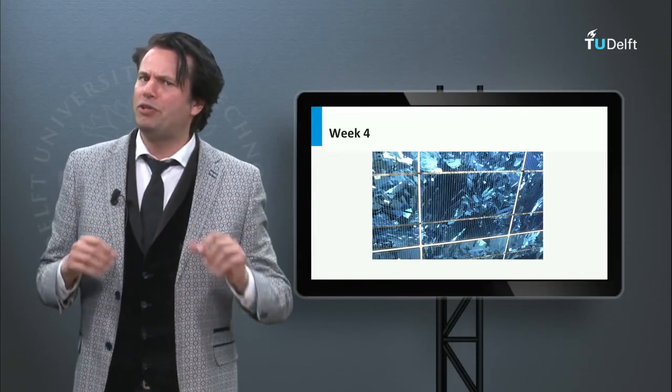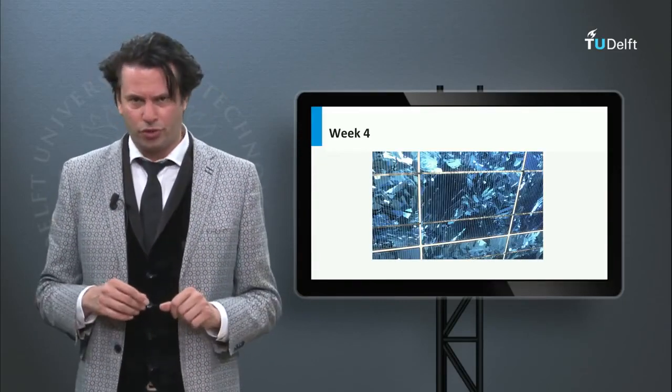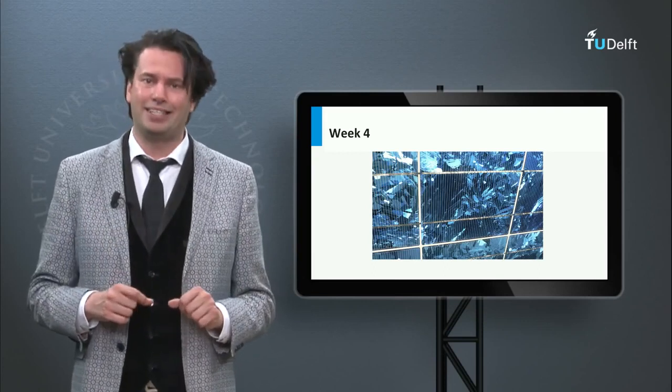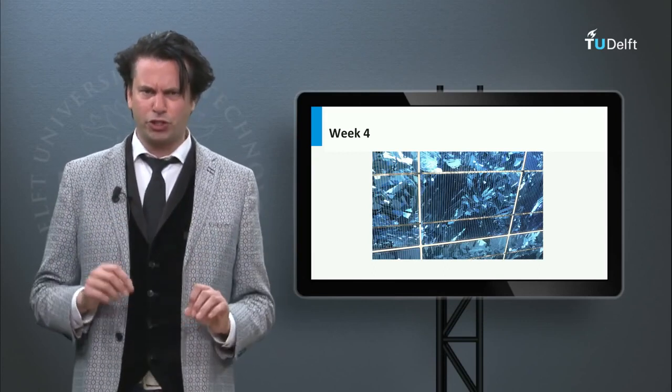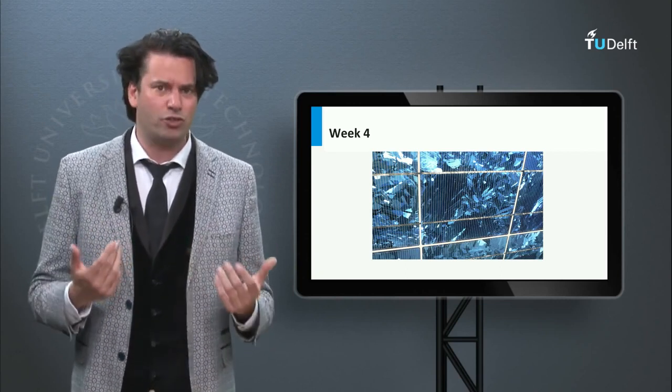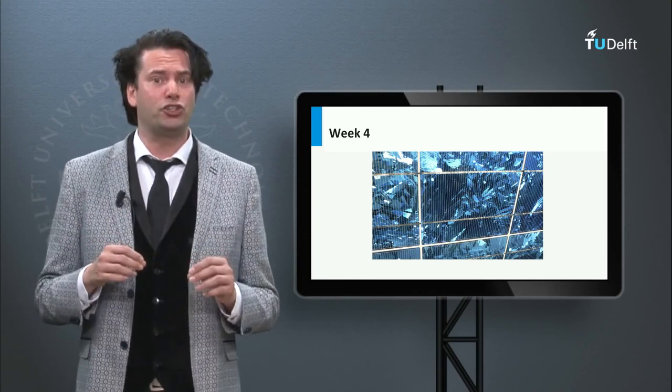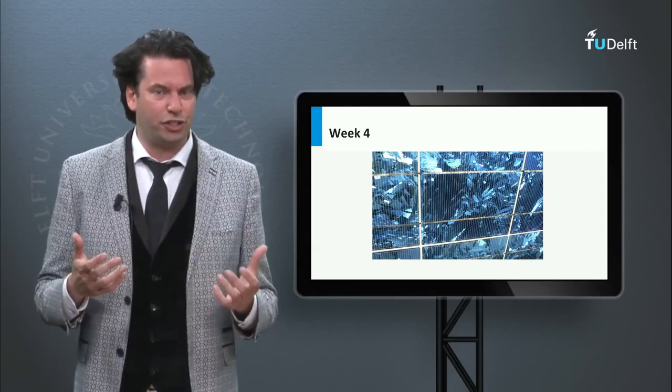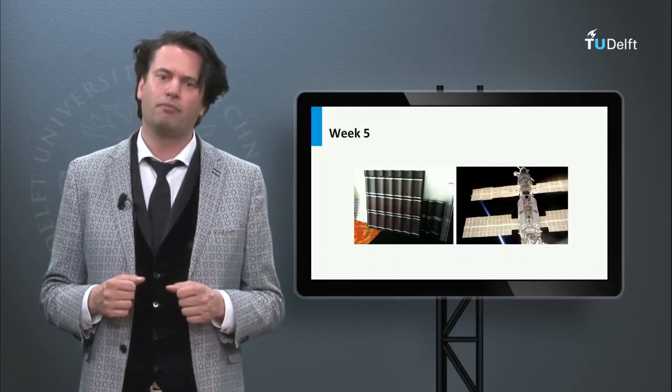In week 4 we will discuss the most dominant solar cell technology, which is based on crystalline silicon wafers. We will discuss the processing methods, the various different device concepts and the challenges of the crystalline silicon PV technology for the future.